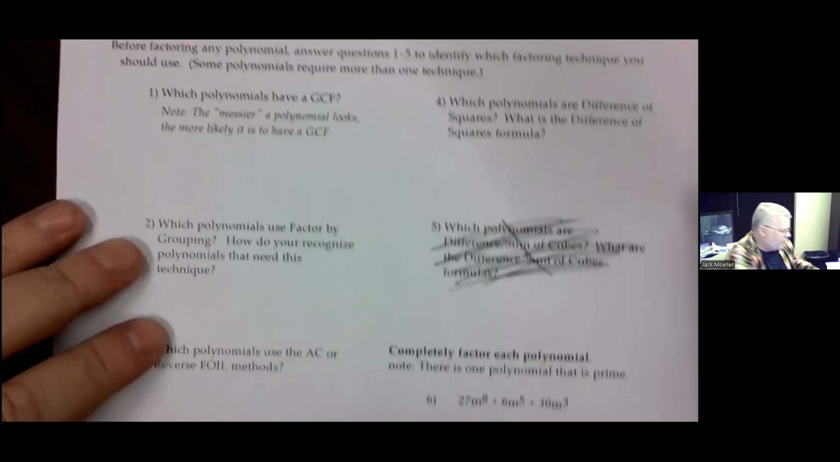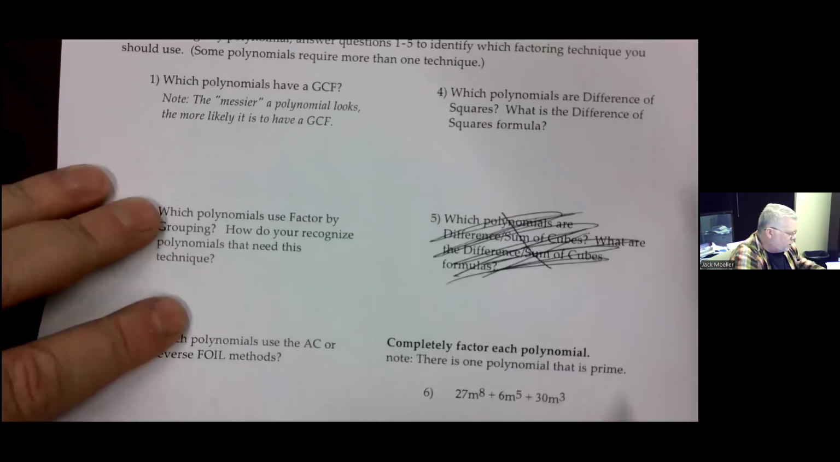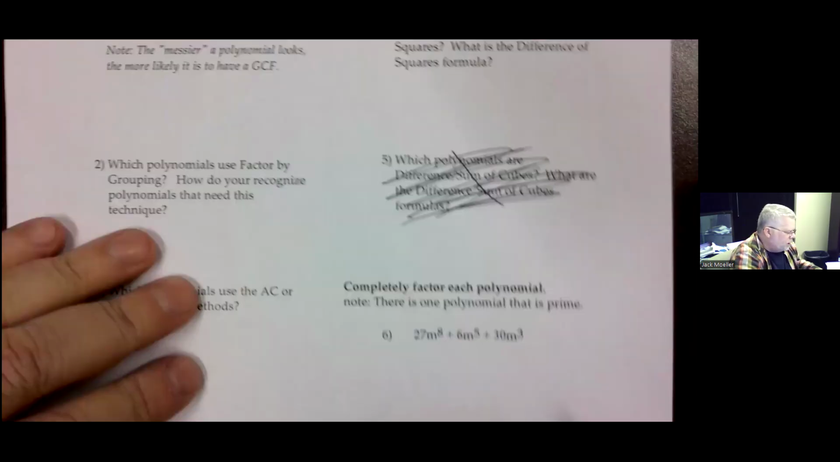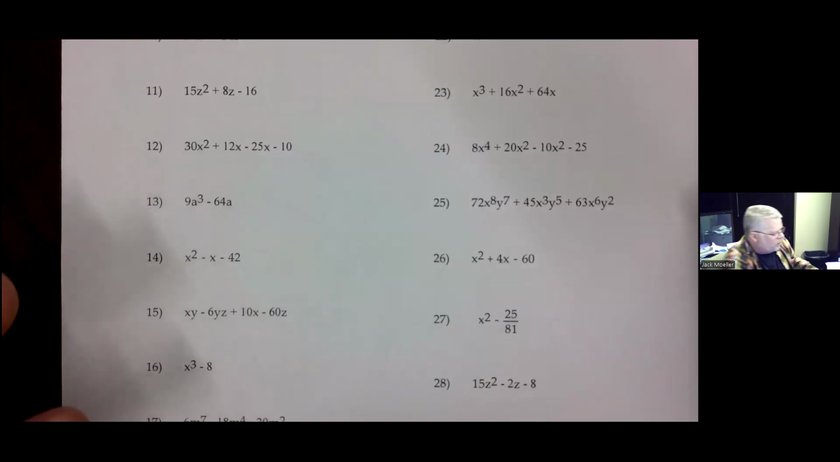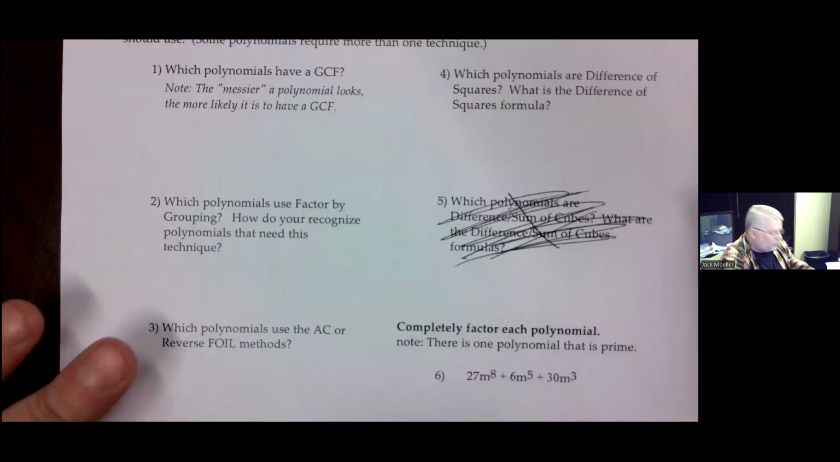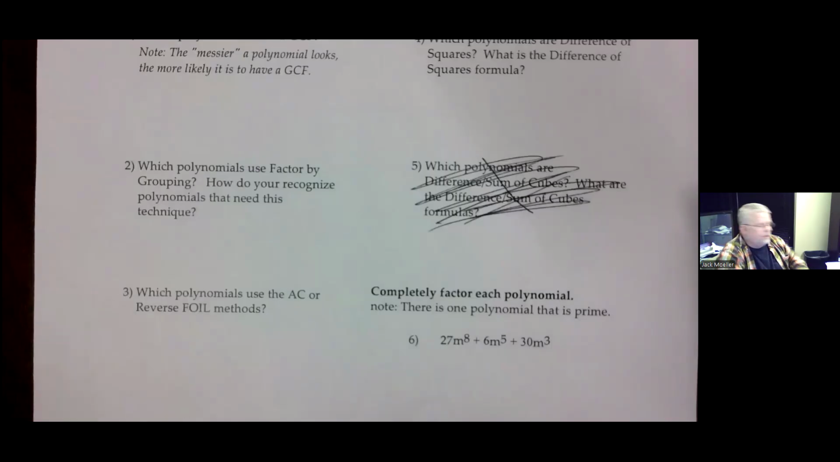All right, so now number 6 should have been on the next page. I want to take a couple minutes and we're going to go through several. We're not going to go through every single one, but we're going to go through a lot of these and try to identify which technique to use. So that's how you get started. That's sort of the key step. All right, so let's start with number 6. All we're doing right now is identifying the technique.